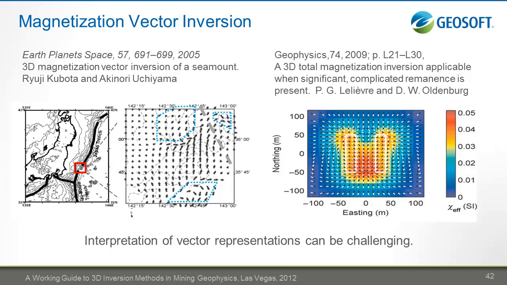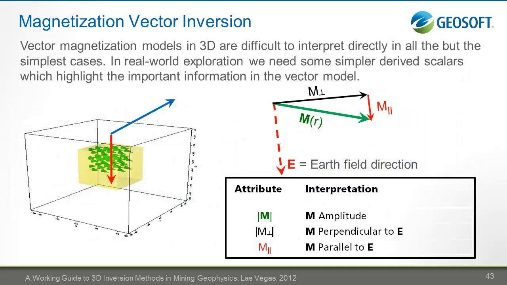What we've actually found when we've applied these methods to exploration is that looking at the vectors themselves can be challenging. This is basically because it's very hard to view vectors in a three-dimensional volume, and also the vectors' directions themselves change from location to location, and it's hard for the eye to actually follow the changes easily.